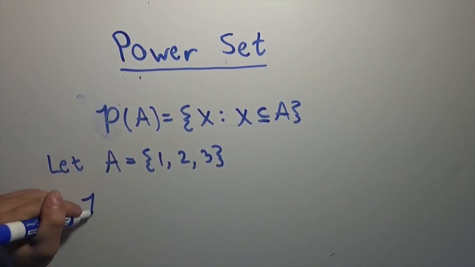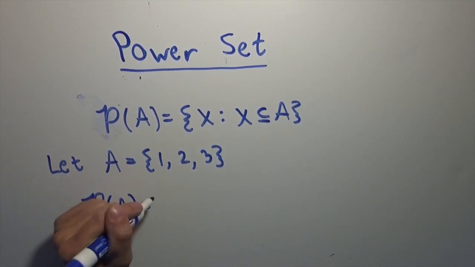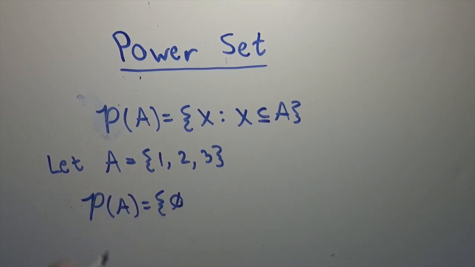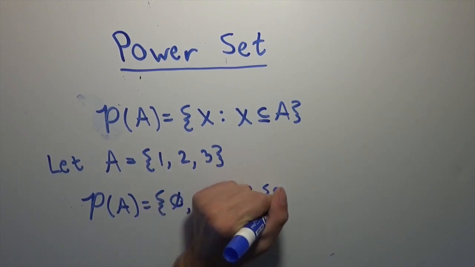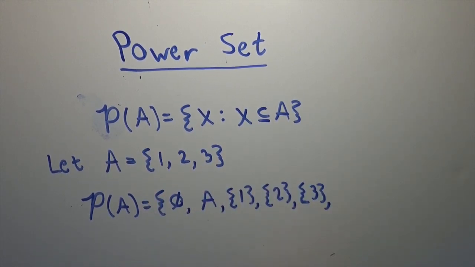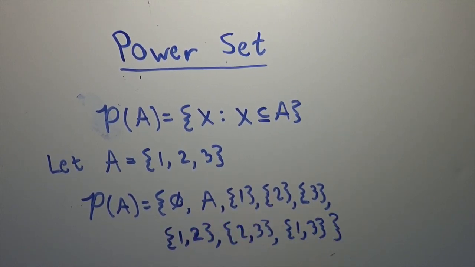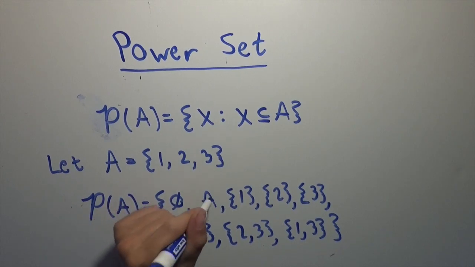Then we know that the power set is the set of all subsets of A. So what are all the subsets of A? Well, there's the set that contains nothing, the empty set. There's A itself, right? There's the set with nothing in it, there's the set with everything in it. So those are both subsets of A. And of course, there's the set that contains each of the individual elements. So there's {1}, {2}, and {3}. And then there's the set that contains 2 of each of the elements. So there's the set {1, 2}, the set {2, 3}, and then the set {1, 3}. And so if you notice what's going on here, each of these sets is an element of the larger power set. And so there are 1, 2, 3, 4, 5, 6, 7, 8 elements to this power set.